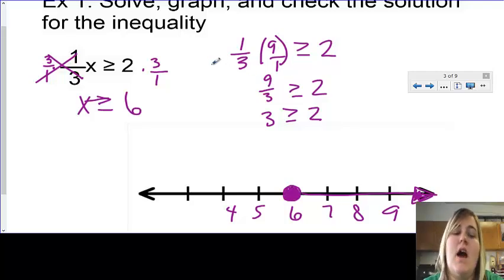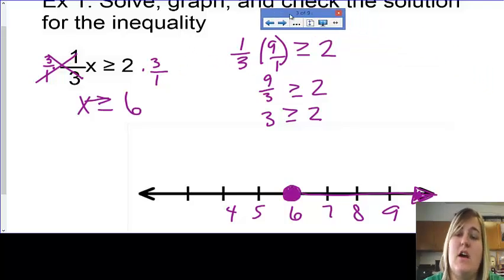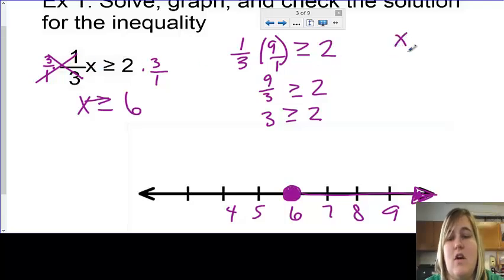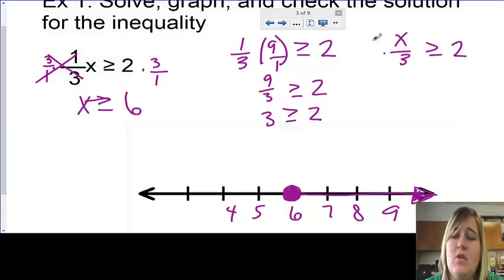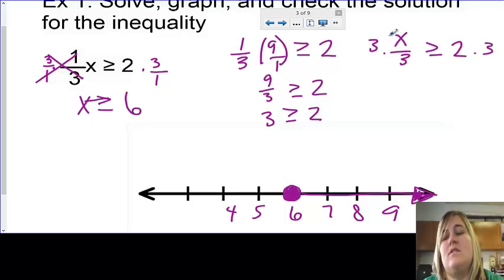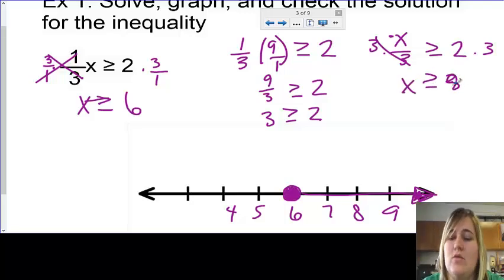So it works. The other way, which is what I was going to tell you, you could also recognize that this is the same as saying x over 3 is greater than or equal to 2. And you can multiply by 3. Everything is solved exactly the same way. It's all about how you write it. Okay? Both are acceptable.